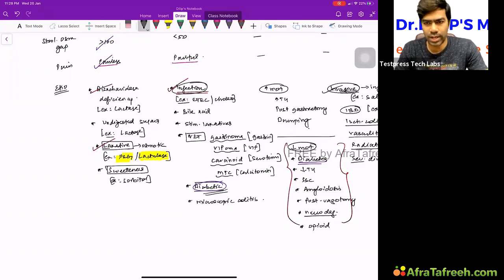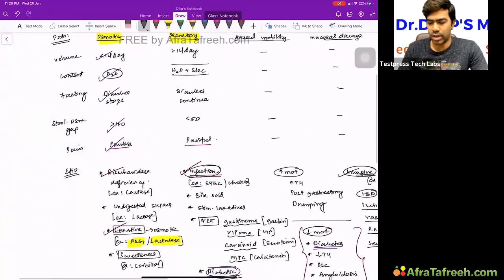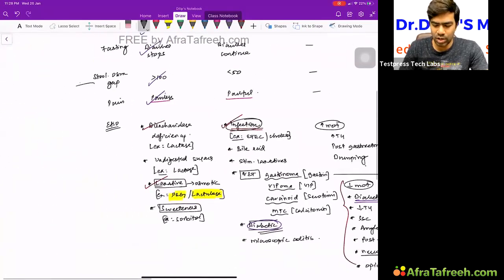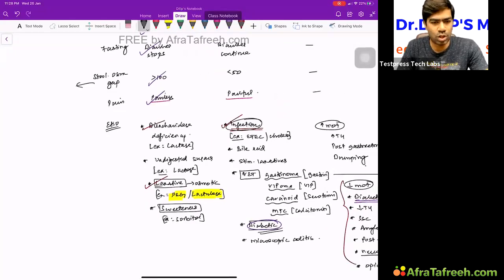So a lot of mechanisms are there in diabetes, but again, we don't want to discuss in detail. And I told you, what about altered motility and what about mucosal damage? In that, we are not discussing the stool osmolar gap. How will you calculate the stool osmolar gap? First of all, you need to know the normal stool osmolality. How will you calculate the stool osmolality? What is the formula for stool osmolality?